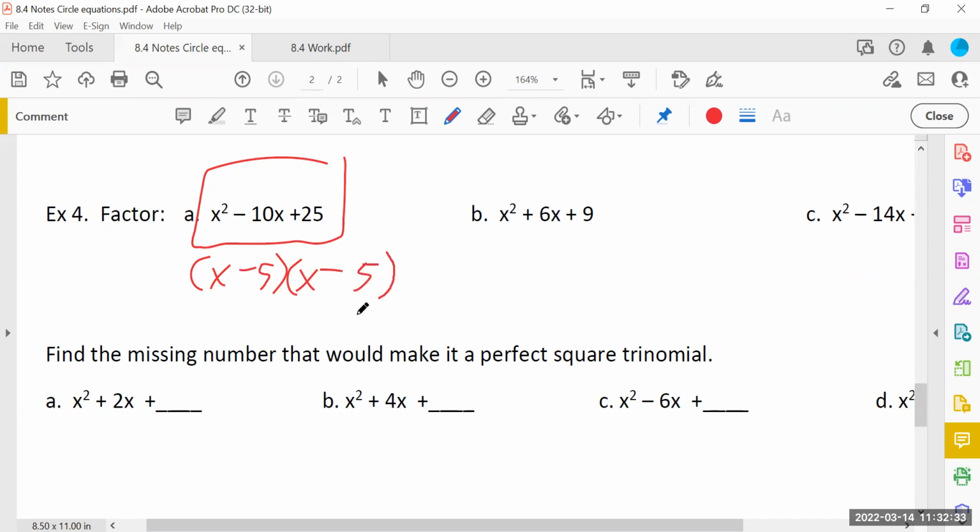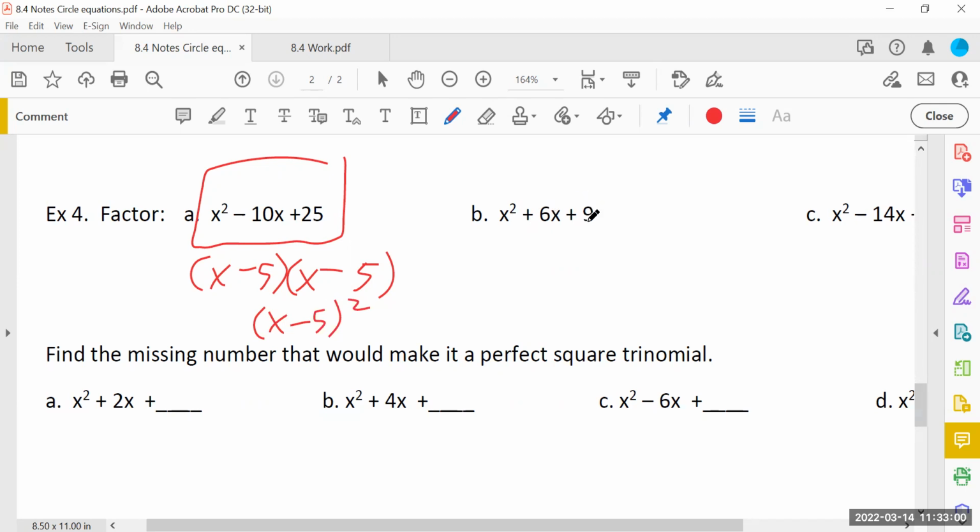Is everybody good with them both being negative? Because that way -5 and -5 add up to -10x. -5 minus 5 would make -10, but -5 times -5 makes positive 25. So this one actually factored into x minus 5 squared, two of the same one. How about the next one?